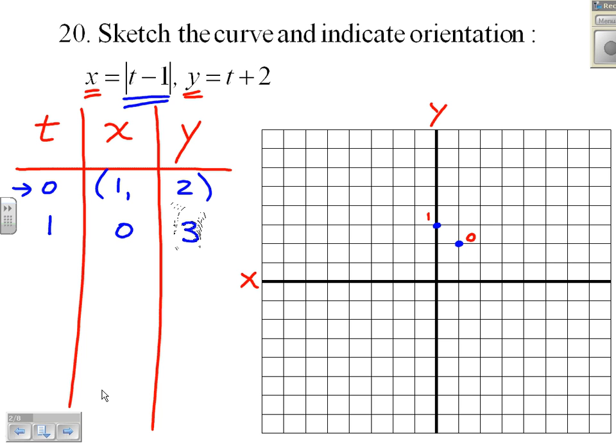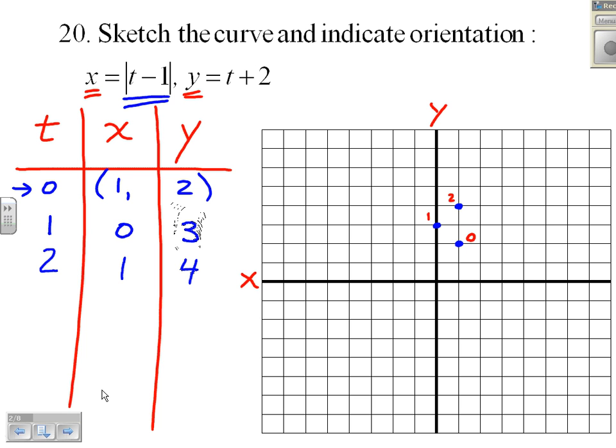And likewise, I'm going to continue on for a couple of points. When t is 2, I get absolute value of 2 minus 1, or 1. When t is 2, y is 2 plus 2, or 4. So I have a point at 1, 4. And hopefully right now, I just realized something about parametric equations.